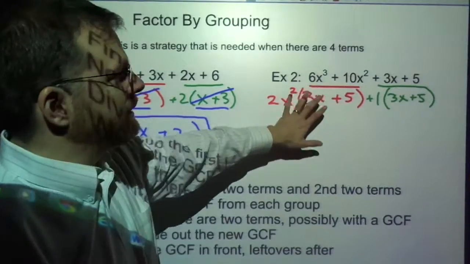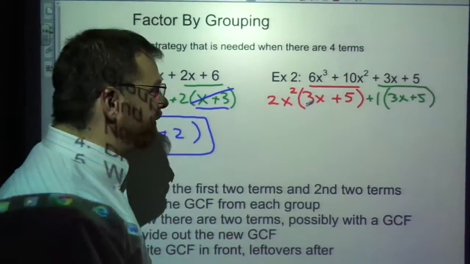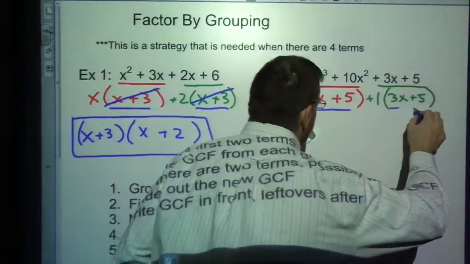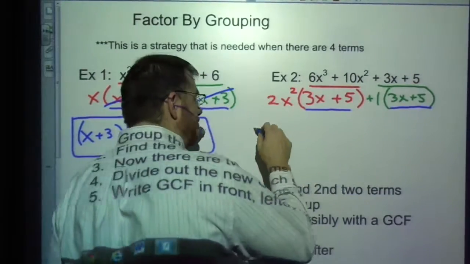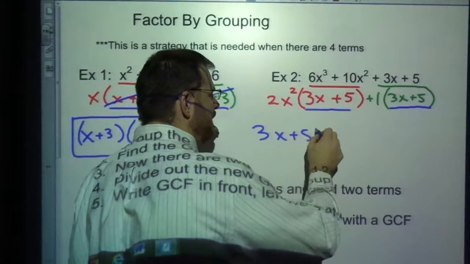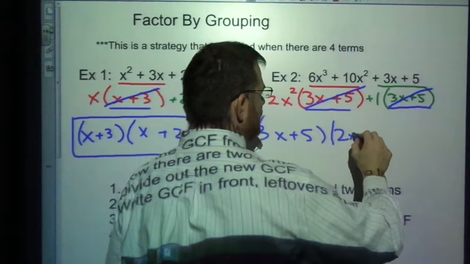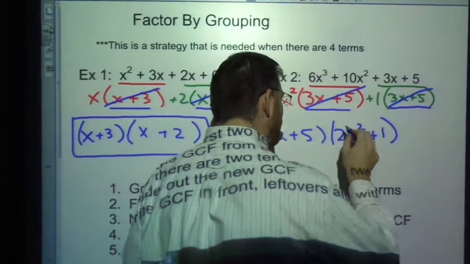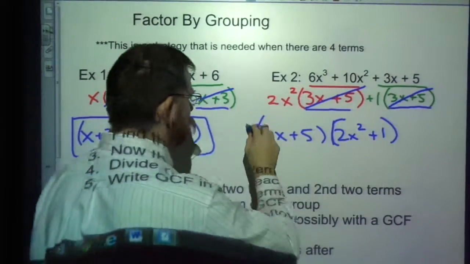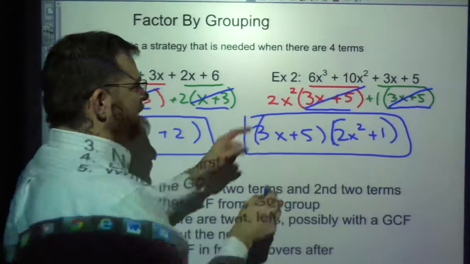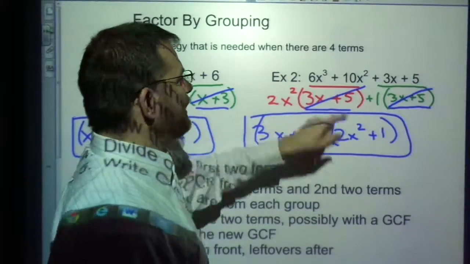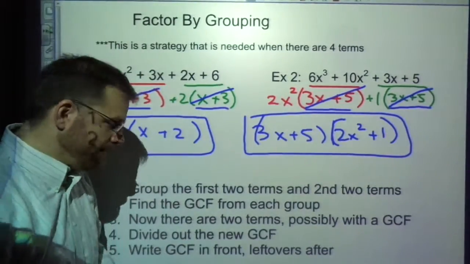Now I've got a red term and a green term, and they have a greatest common factor of 3x plus 5. So I pull out the 3x plus 5 and I put that in the front. And then what is left over for me is 2x squared plus 1. That's parentheses. Here's my leftover. Here's my leftover. The 3x plus 5 is in the front.